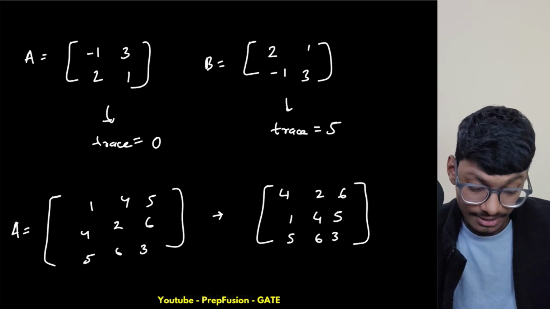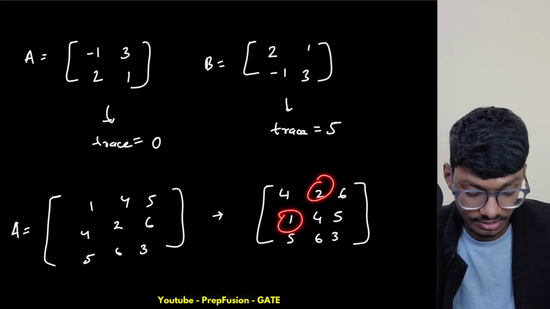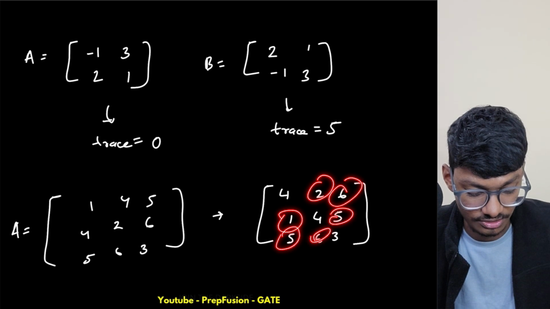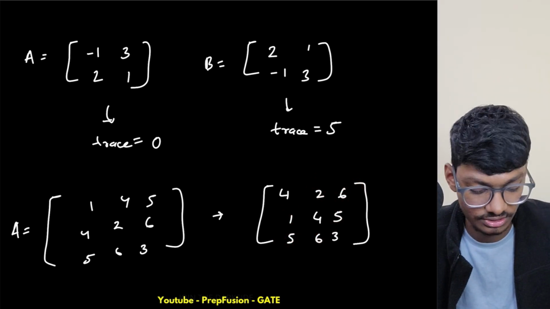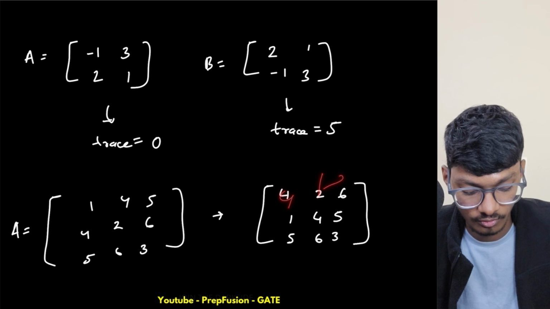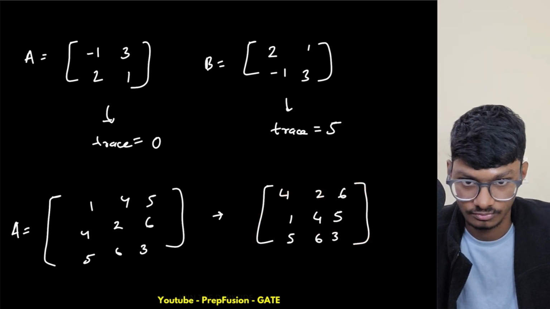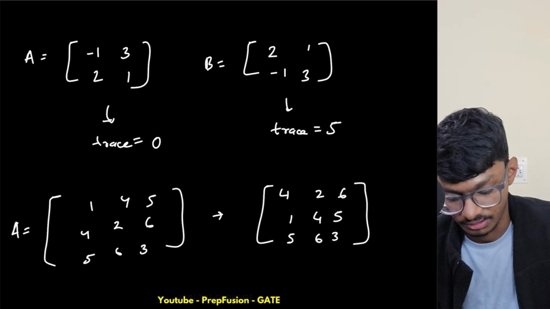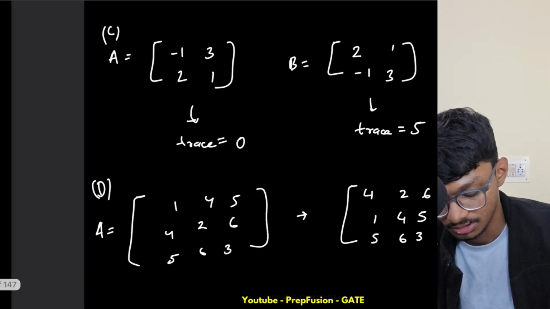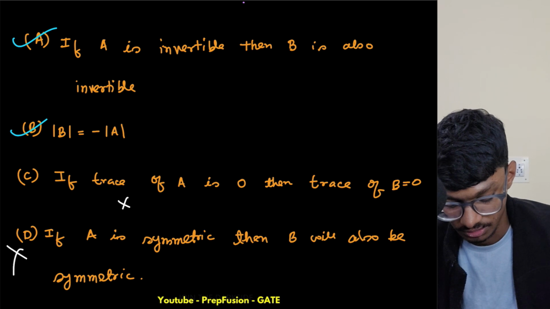Okay, so is it symmetrical? For it to be symmetrical, these two elements should be the same, these two elements should be the same, these two elements should be the same. Are they? No. Take the transpose. This will be 4, 1, 5, and this will be 2, 4, 6. This will not be equal to this. So definitely they are not symmetrical. This is for the D option and this is for the C option. So definitely this is not true.